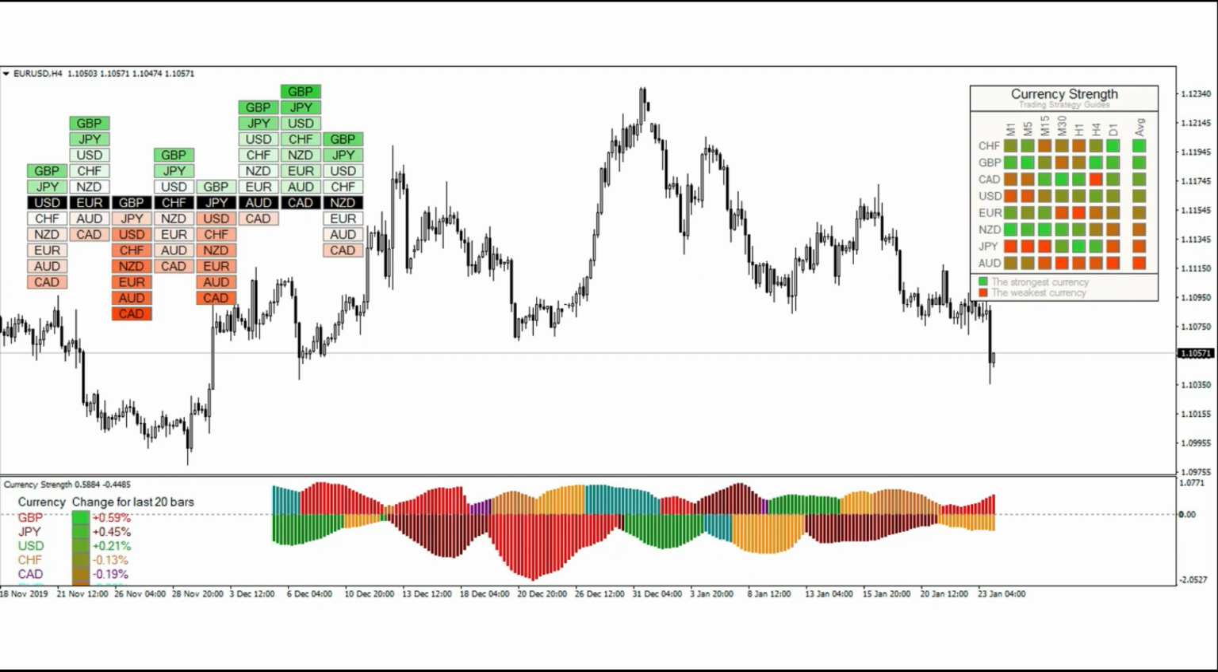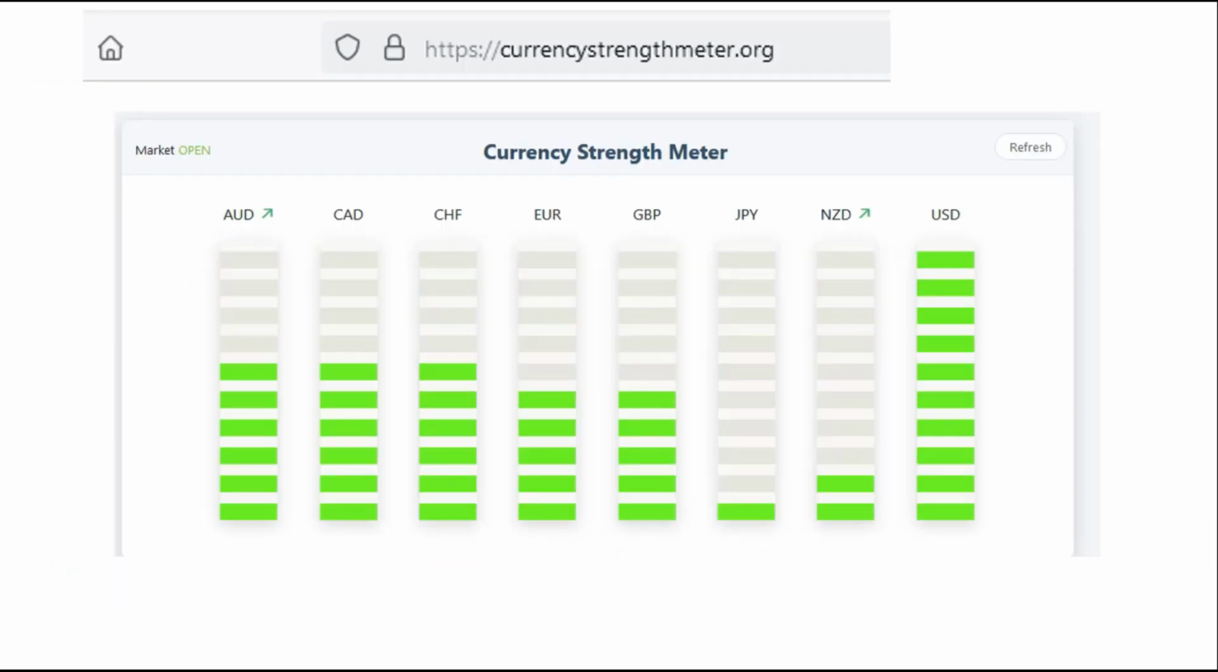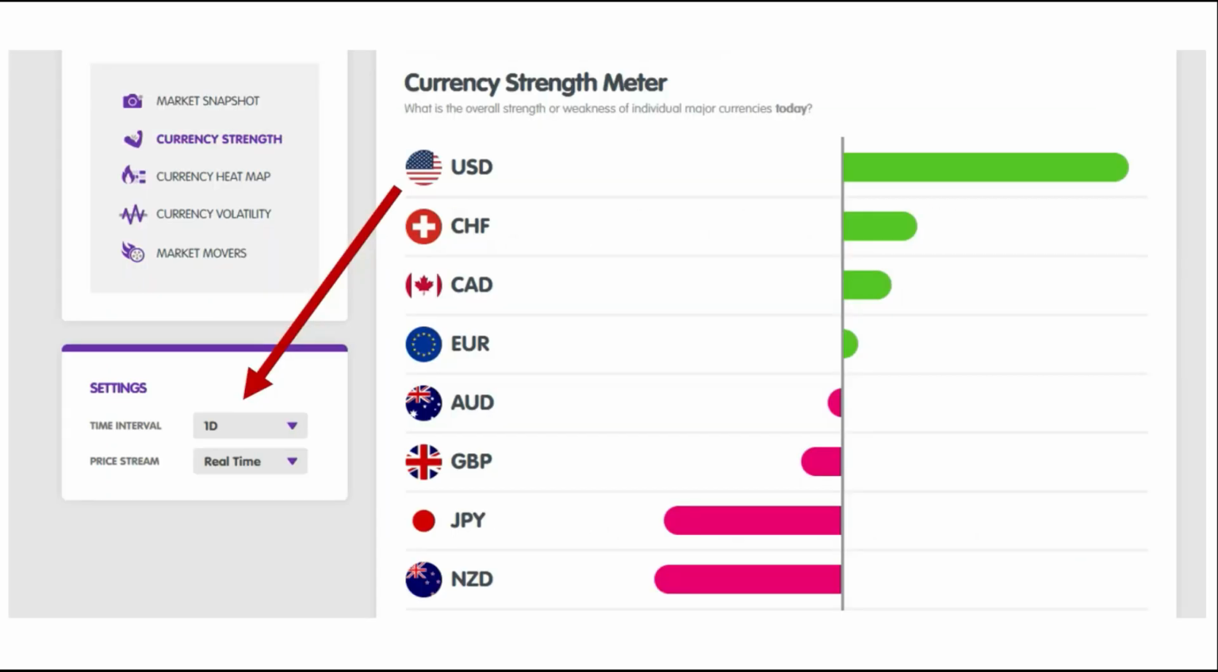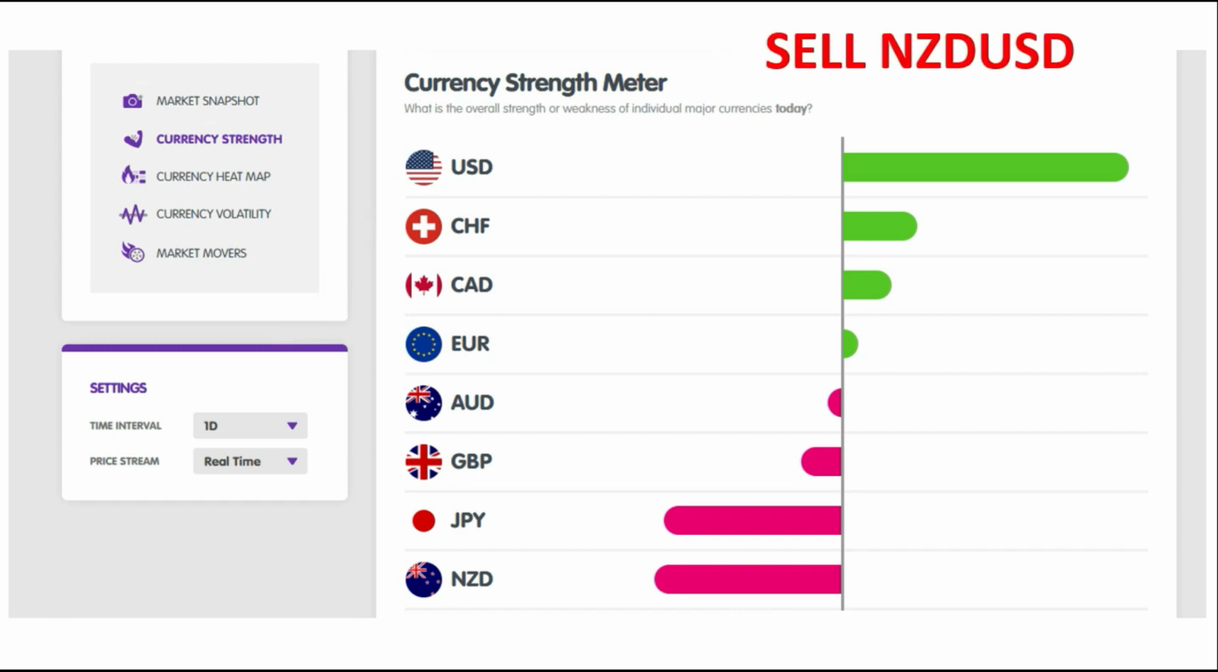Of course, if you don't want to use indicators, you can go to a website. You have, for example, a currency strength meter website. You can go there, just check. For example, today the US dollar is strong, and you can use this very often. You can switch to see on the daily or 4 hours what currency is the strongest, what is the weakest. And as you can see right now on the chart, you can sell New Zealand dollar, US dollar, because the US dollar is the strongest, New Zealand dollar is the weakest.